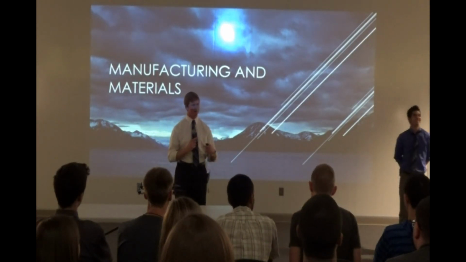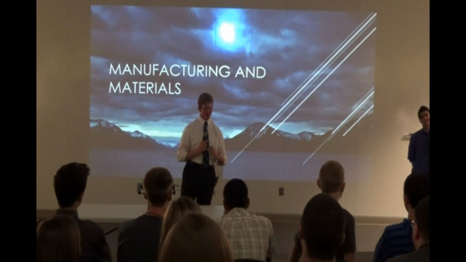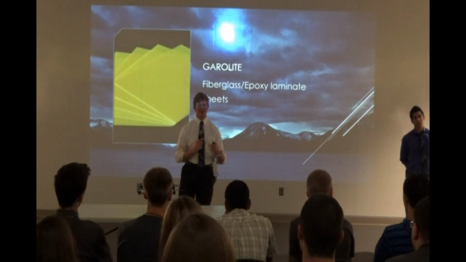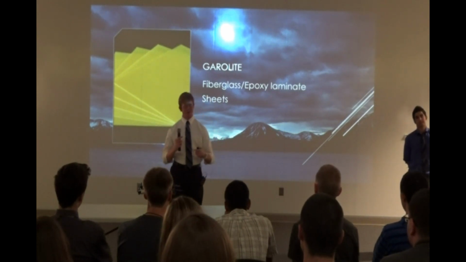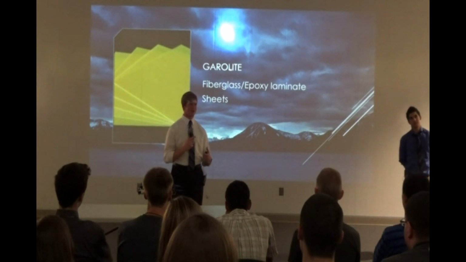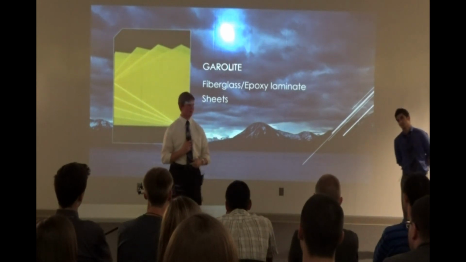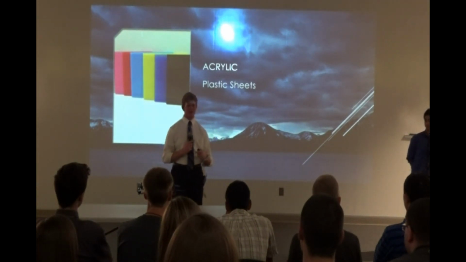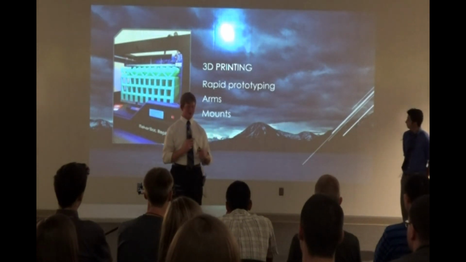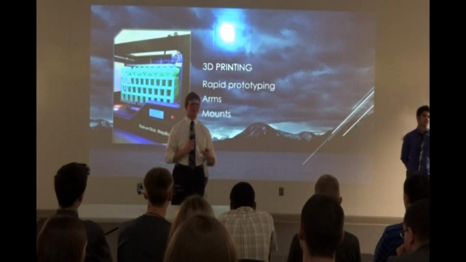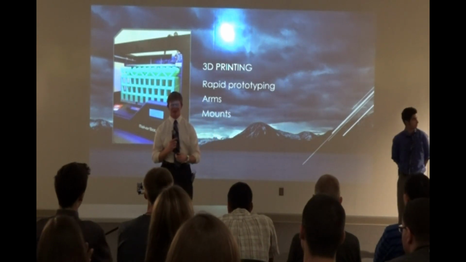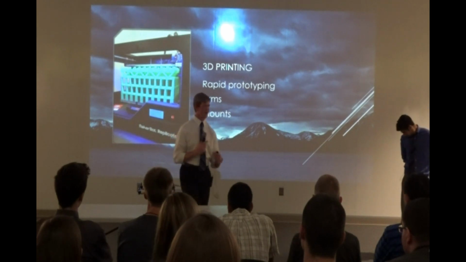What I spent the majority of my time researching in January was different manufacturing and materials. So one was Garolite, a fiberglass and epoxy laminate that comes in sheets. This is very light and very strong and would be something that I plan to develop into the project. These are plastic sheets which are very easy to laser cut, and which we've been able to do in school. 3D printing, this is a very interesting, relatively new manufacturing technique that I was very interested in researching and learning more about throughout the year.